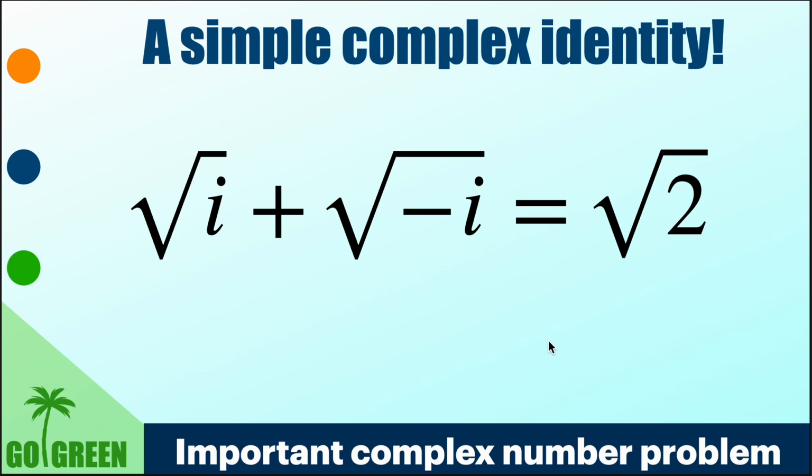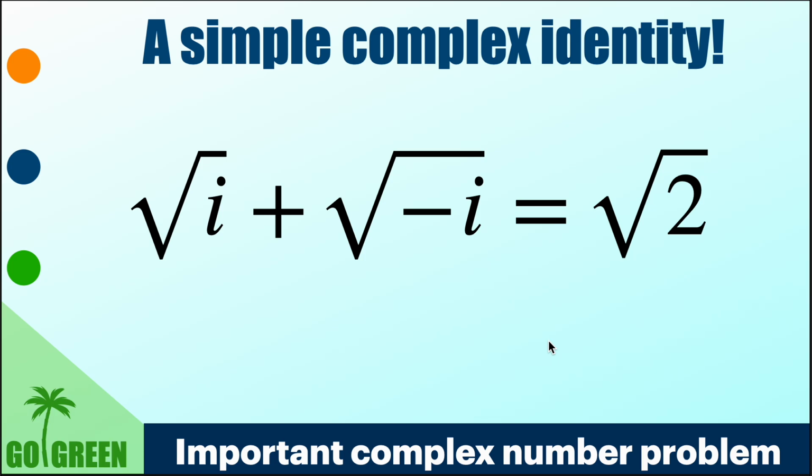Hello everyone, in this video we are going to talk about a very simple problem but involving complex numbers. The problem is given to be this identity: square root of i plus square root of minus i is equal to square root of 2. This is a very beautiful looking identity and we need to prove this.